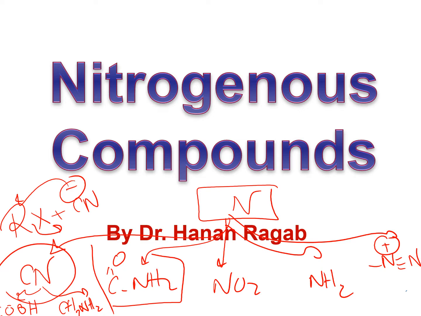The amides have been already studied through the acid derivatives. We have studied acid derivatives, and the amides were one of these acid derivatives. So today, in these lectures, we're going to be studying the nitro, whether aliphatic or aromatic, amines, whether aliphatic or aromatic, and the diazonium salts, and usually diazonium salts are aromatic. Aliphatic diazonium salts most of the time are unstable compounds and they hydrolyze easily, giving alcohols. So we only study the aromatic diazonium salts.